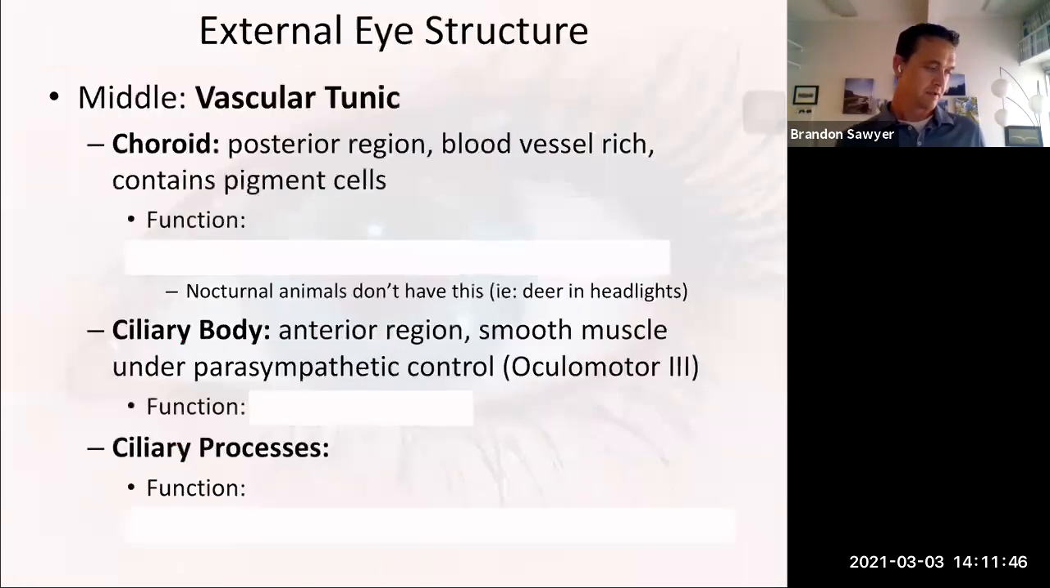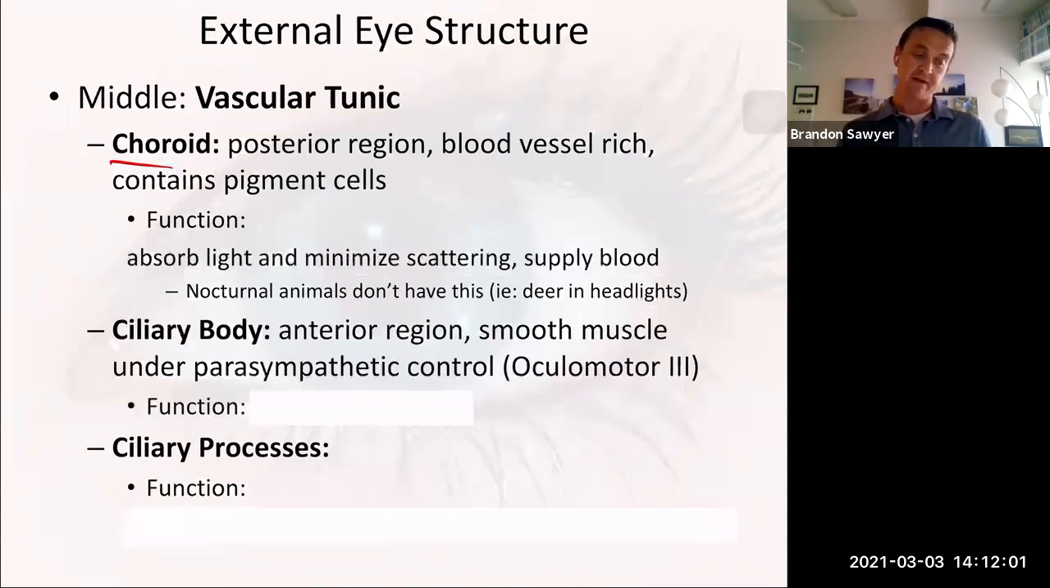All right. So that's the most exterior one, that's the fibrous tunic, and then we'll move into the next one, the middle portion, which is called the vascular tunic. And the vascular tunic contains multiple structures here. So the first part is called the choroid, and this is the back part of it, the posterior region, very blood vessel rich, and contains pigment cells.